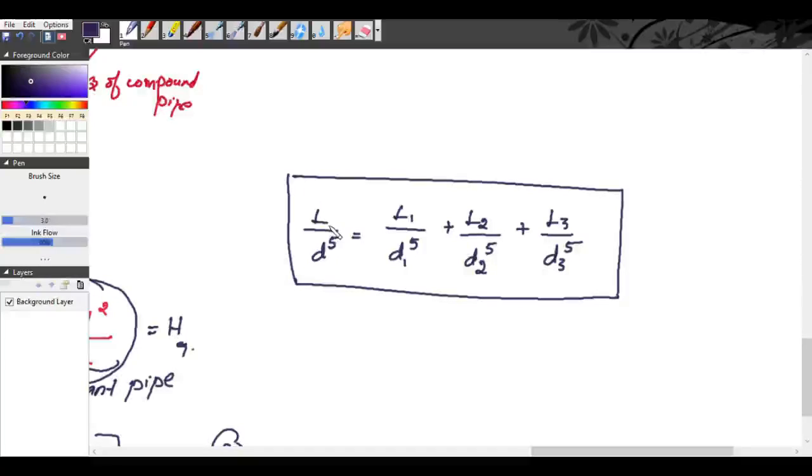So, L is the length of the equivalent pipe, D is the diameter of the equivalent pipe, L1, L2, L3 are the lengths of the compound pipes connected in series 1, 2 and 3. D1, D2, D3 are the diameters of the pipes connected in series: D1 for the first pipe, D2 for the second pipe and D3 for the third pipe. Okay. Now, see, this is the case if it is connected in series. Okay, this is very, very important for solving the problems.